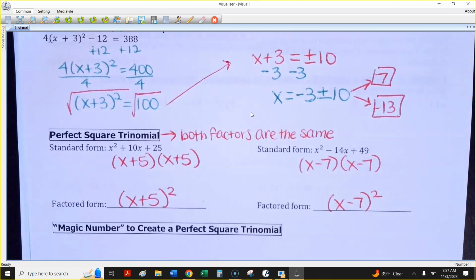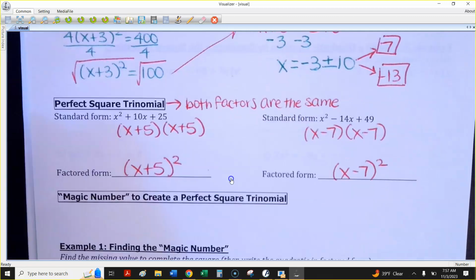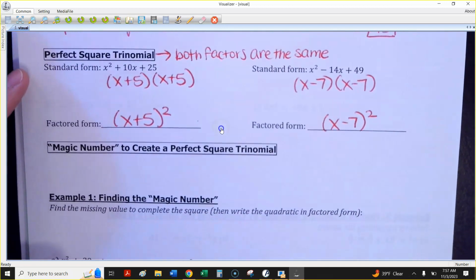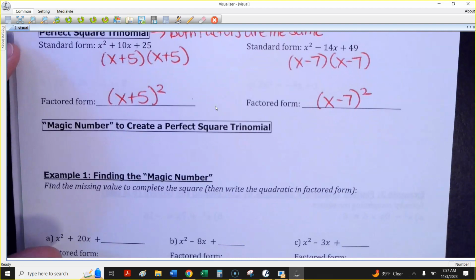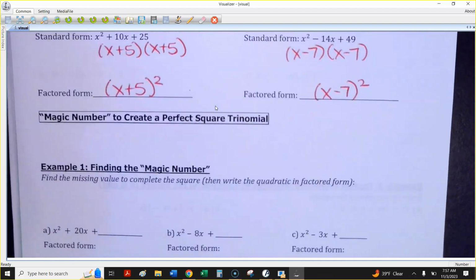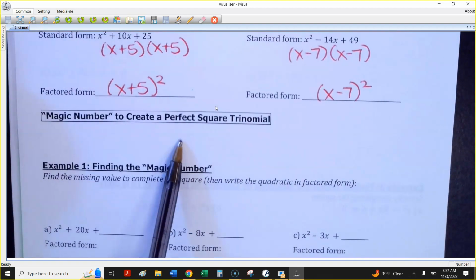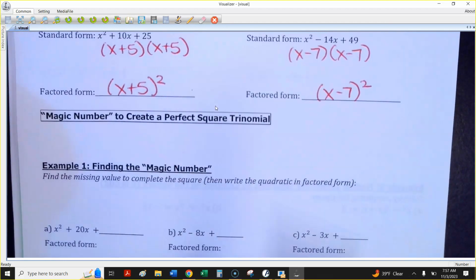All right, now, not every question you run into is going to be a situation where the 2 factors are the same. So, and I call this magic number. I don't know if that's proper math notation or whatever, but this is what I call it. Okay, so in some questions, when we're working with an equation, you might want to create a perfect square trinomial to help you solve the problem.